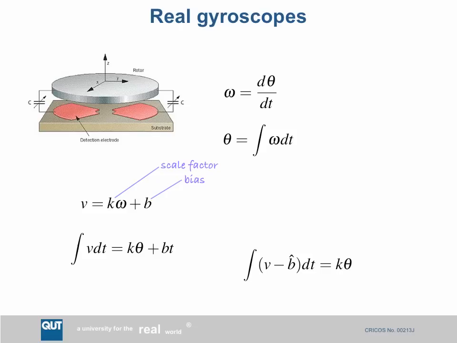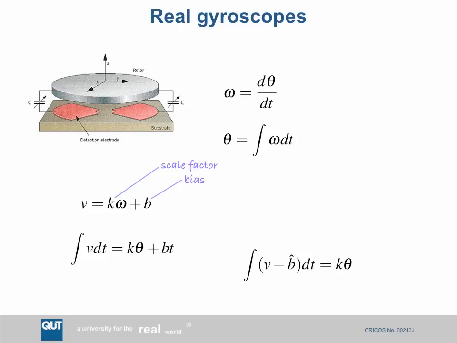The problem with that is that B is rarely constant. It's generally a function of temperature. So as the gyro warms up, as it's been running for a long time, B will change. Temperature in the room changes, B will change, and we're going to have this problem with the bias. So what can we do about that? One thing we can do is to create an estimator for the bias, and in real time, estimate what the gyro bias is, subtract it off, and then integrate the result.